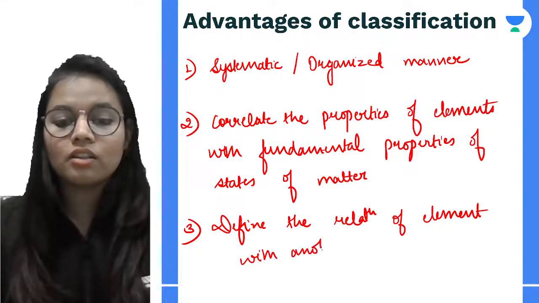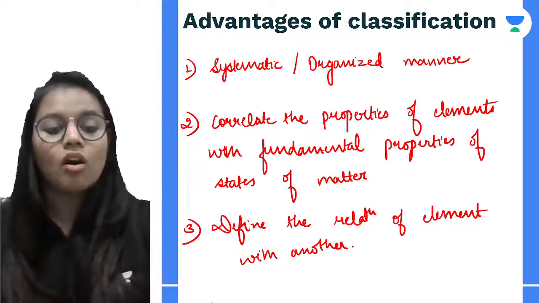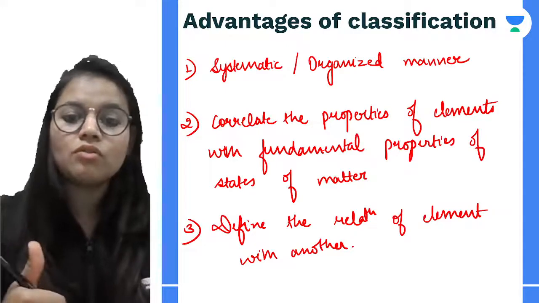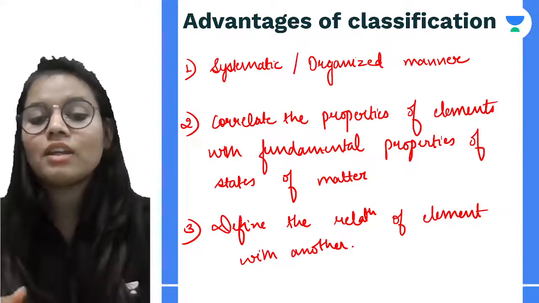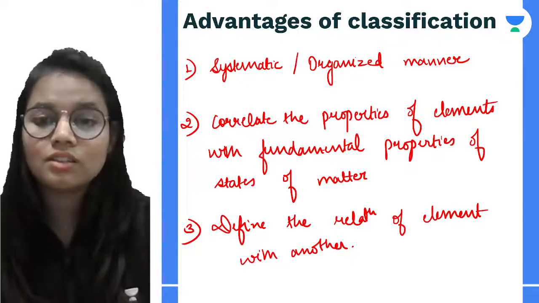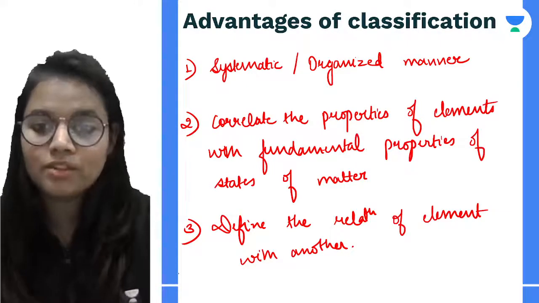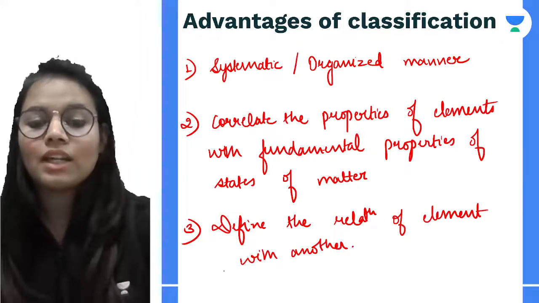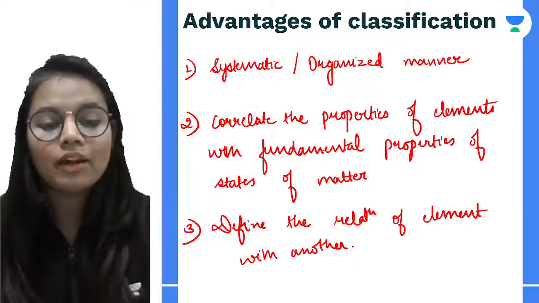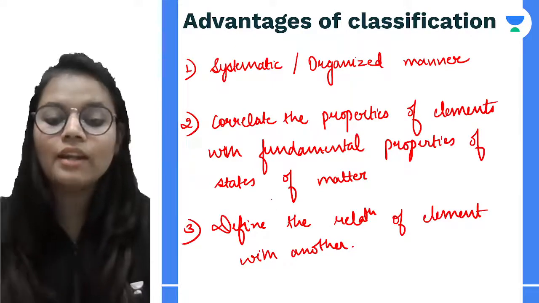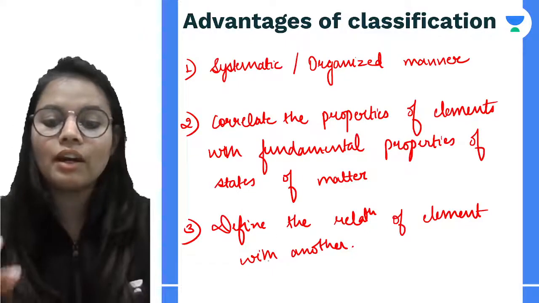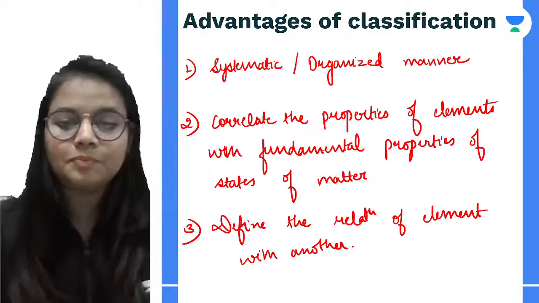So these are the advantages that we have of classification, right? Let's revise them again. What are the advantages? First of all, through classification we can have a systematic, very sequential or organized study of the elements. Then, because of the classification, the properties of any element can be correlated with fundamental properties, and it is helpful in defining the relationship of any element with another.